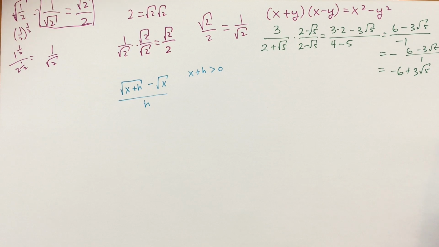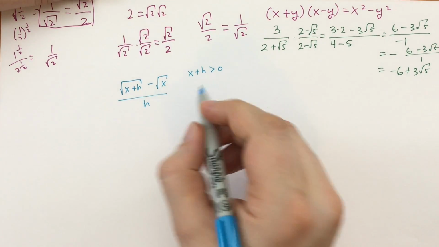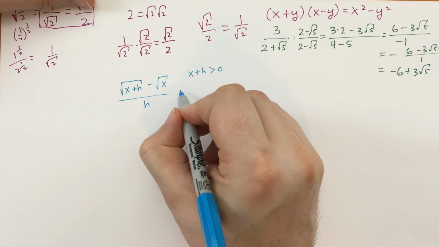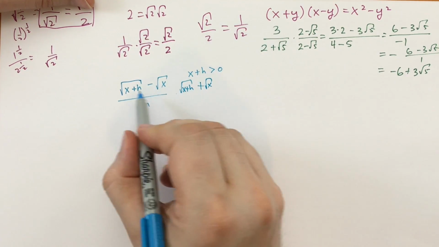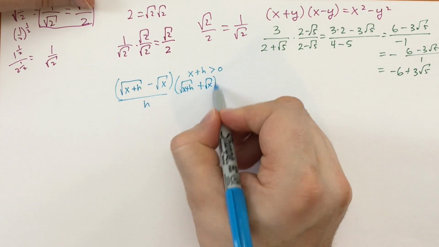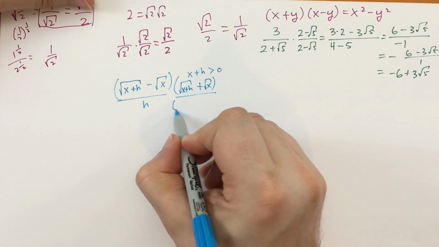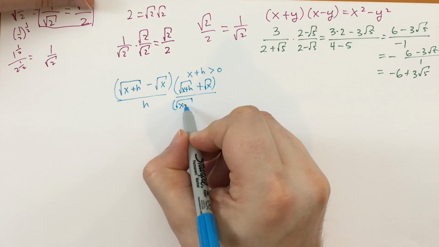Okay, so how do we manipulate this so that the square root signs only occur in the bottom, the denominator? Well, let's multiply the top by the square root of x plus h plus the square root of x. So now we have something minus something and something times something. In order to do that, we have to multiply the denominator by the same thing.